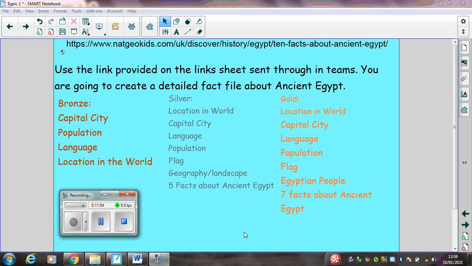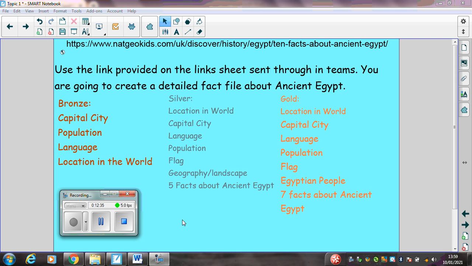It's not necessarily just about ancient Egypt; it's about Egypt as it is now as well, because there are obviously certain characteristics of Egypt that have survived thousands of years. So in terms of where it is in the world, its capital city, all that kind of stuff that's still relevant now as it was back in ancient Egyptian times. So you're going to find out a little bit about the country as it is now, thinking about its physical features and its human features, but also you're going to have a look and see if you can find some facts about ancient Egyptians as well, because obviously that is our topic. If you're going to do bronze, these are the certain bits of information that I definitely want you to include.